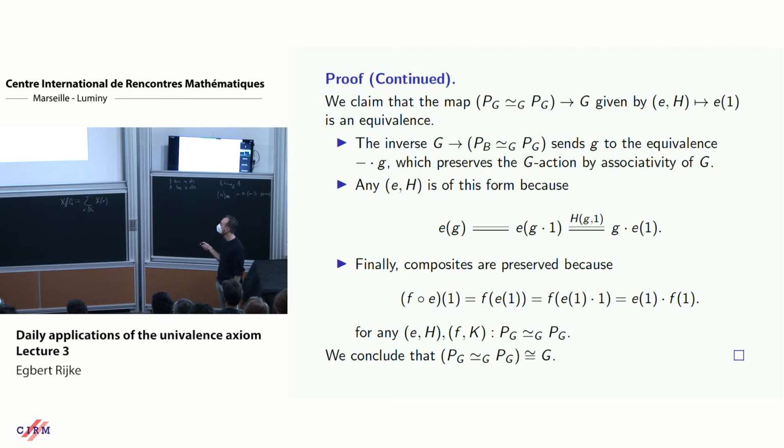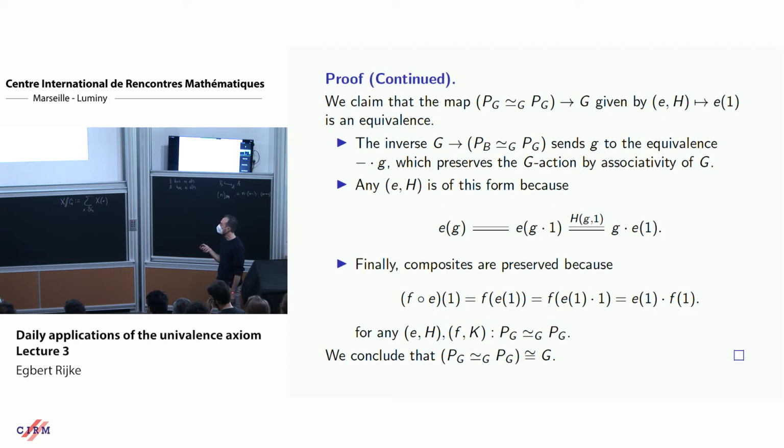The inverse map from G to, this is a typo again, this should be G. The inverse map should map an element g to the right multiplication. So now you go to the other multiplication. But G set equivalences shouldn't be just equivalences, but they should also preserve the group action. And it preserves the action by associativity. I didn't really show that in the slide, but it's just associativity of G. That's the reason why this is a G set equivalence.